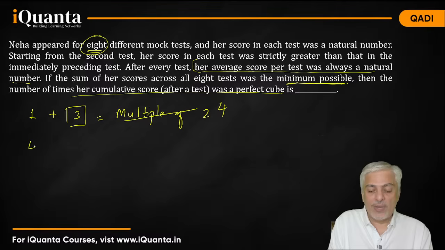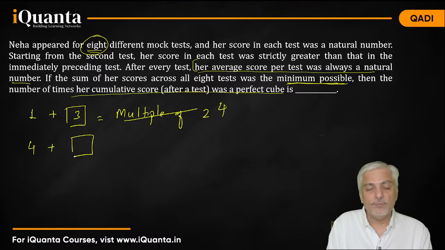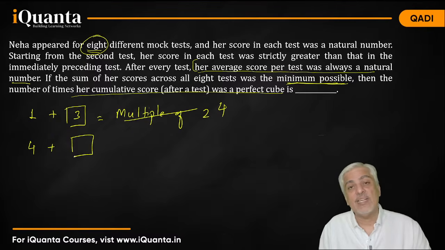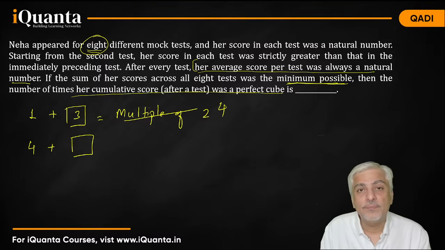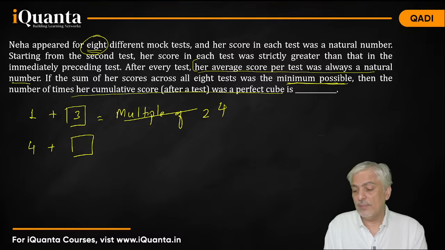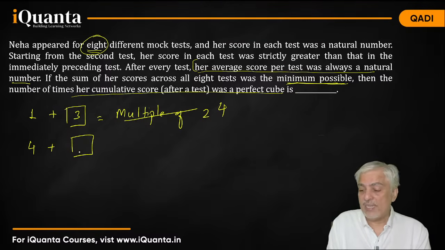Great. Now, I need to add something to 4 which is greater than 4, giving an answer which is a multiple of 3. Okay, which is a multiple of 3. That means I'll add 5.